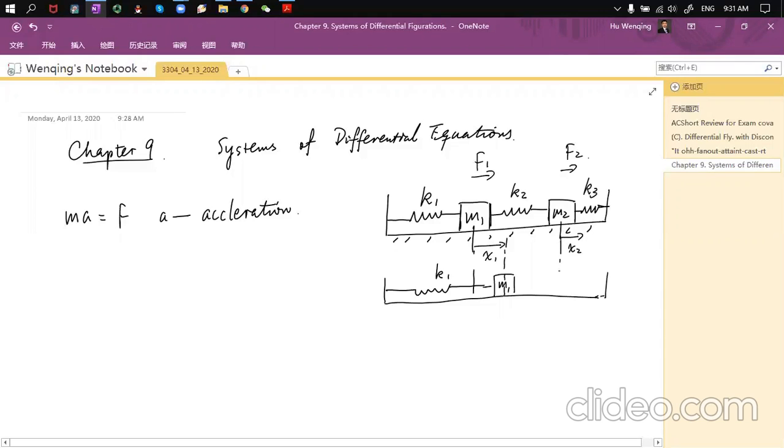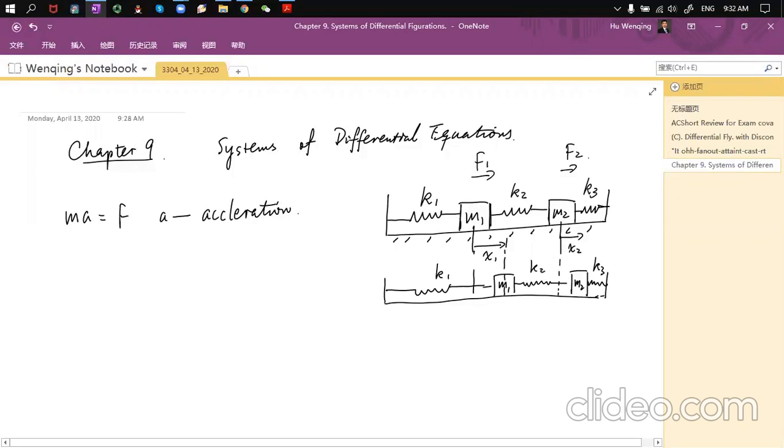That means with respect to the initial position, the second mass is moved by x2, which means the K3 spring must be contracted by x2, with respect to its natural length. The only problem is what happens to the middle spring. So what happens to the K2?